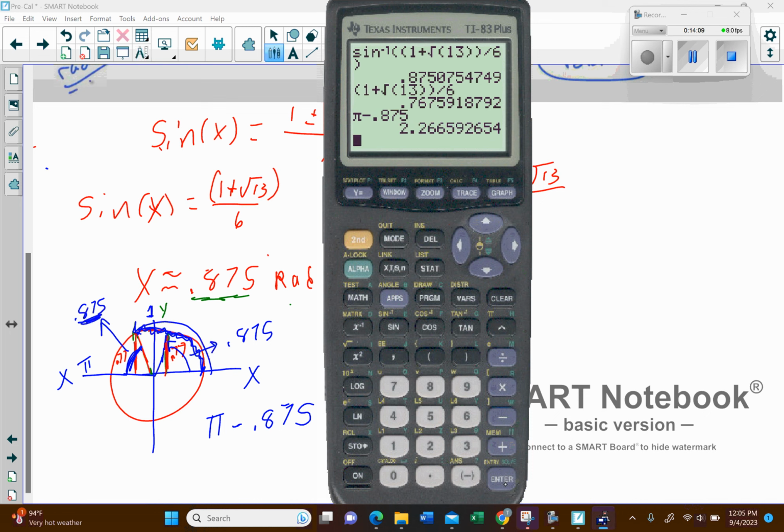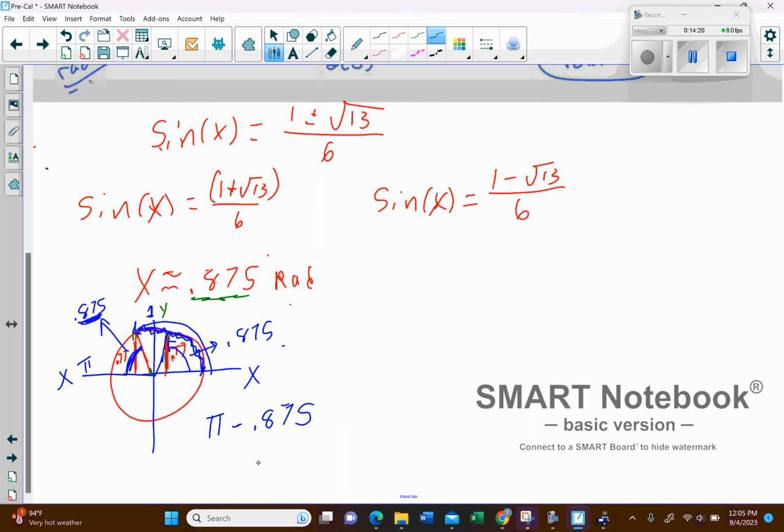And so that's going to give us, let's round that to 2.267. And so that would be the other angle in radians that would also give me that ratio for that y value. And I can prove it to you real quick.